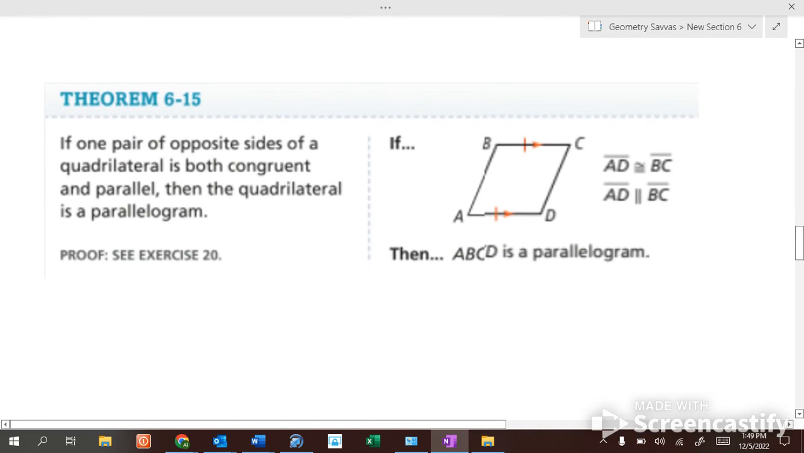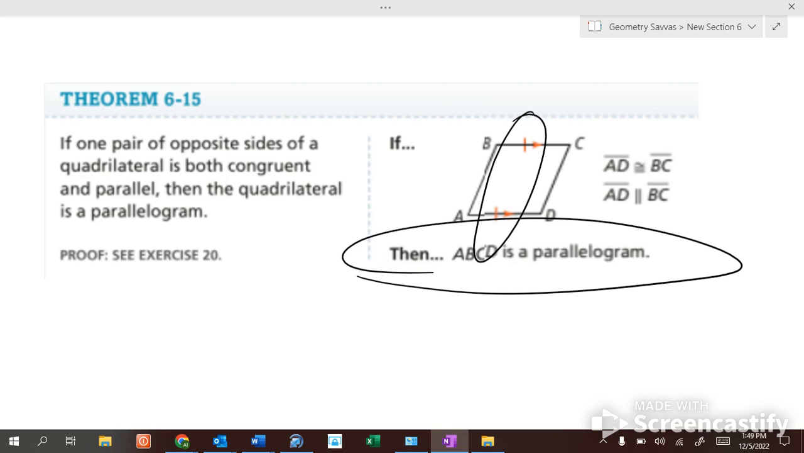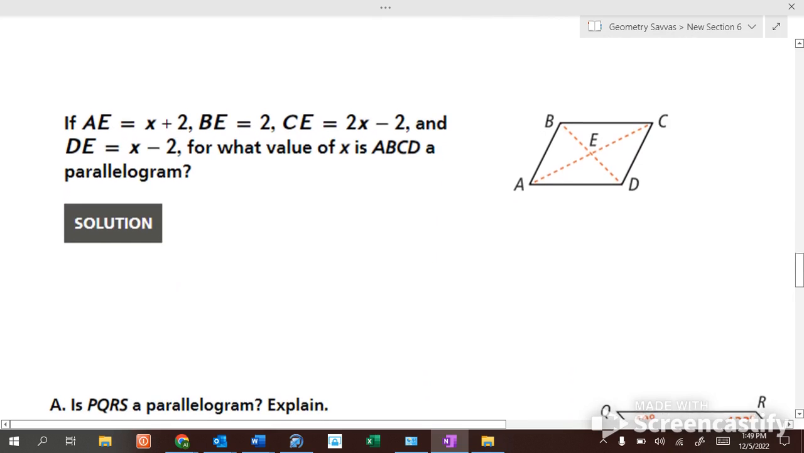Okay, here's the new one. If we have one pair of opposite sides that's both parallel and congruent, so if we have one pair of opposite sides that's parallel and those two sides are congruent, then it makes a parallelogram. Okay? You can't have these two parallel and these two congruent. It doesn't work that way. You have to have the same pair of sides parallel and congruent, then you have a parallelogram. Okay? So that's ways of proving a quadrilateral is a parallelogram.